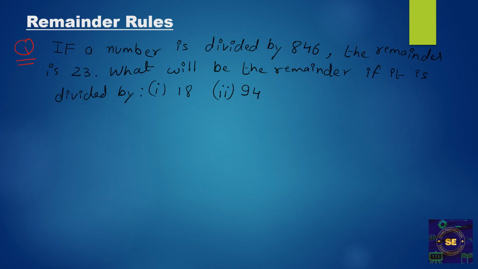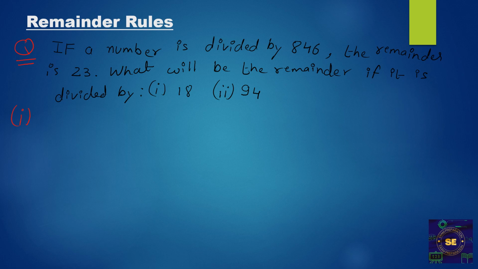So let's see a question based on rule number 1. Here is the question: if a number is divided by 846, the remainder is 23. What will be the remainder if it is divided by 18 or 94? So let's take the first one.